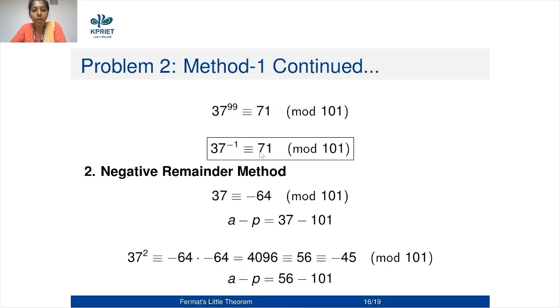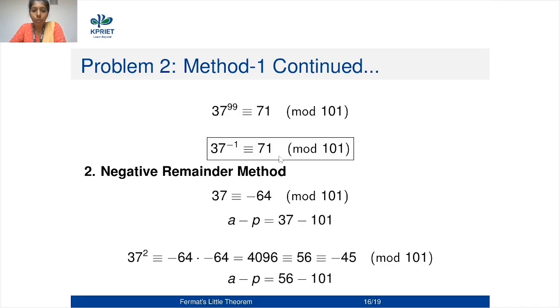So this 71 is the remainder, which means if I multiply the number 71 with 37, and subtract 1 from the result, and then divide by 101, I am getting the remainder 0. And this is the main essence of this problem, that is to find the inverse.